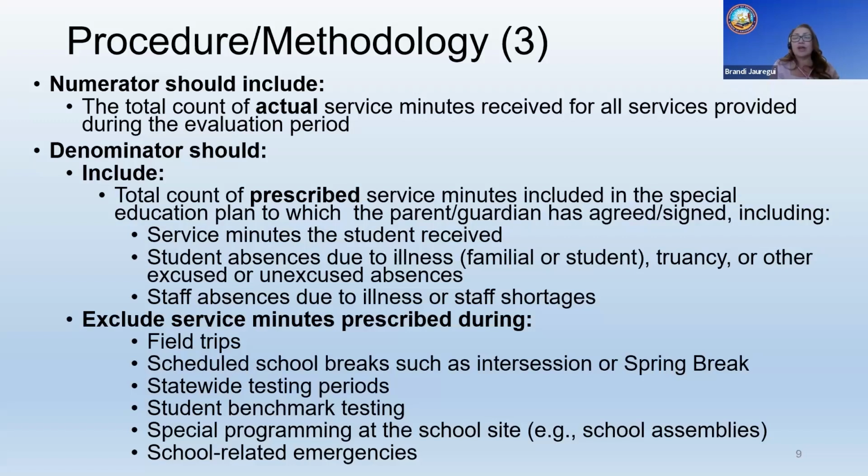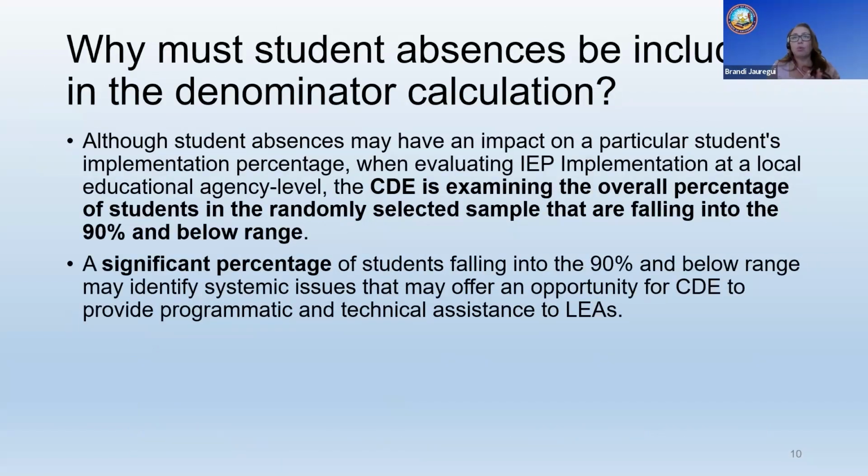Now, inevitably, a lot of you are going to have this question, which is, why do we have to count student absences in the denominator? And what I want you to do is just take a step back and remember that we're providing you a sample of SSIDs. Okay, so CDE is examining the overall percentage of students in that randomly selected sample. If the majority of those students are falling in the below 90% range, then it may identify some systemic issues, and that will offer CDE the opportunity to provide programmatic and technical assistance. So really, we're looking at only those LEAs where a majority of their students actually fall within that category.